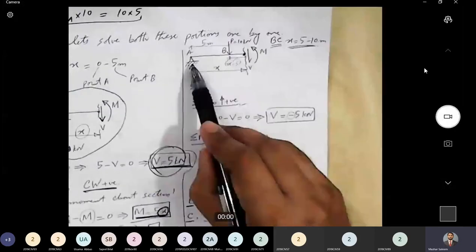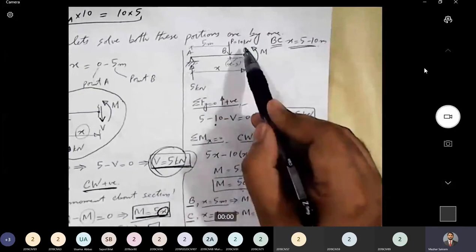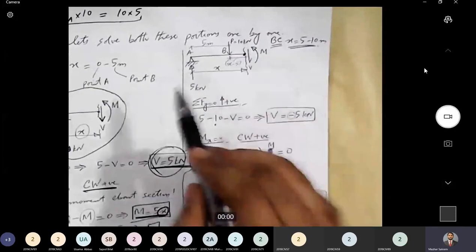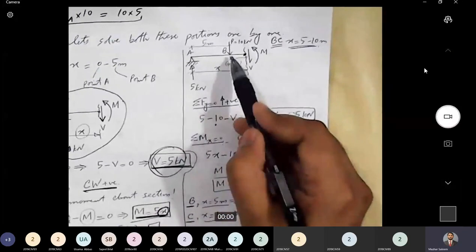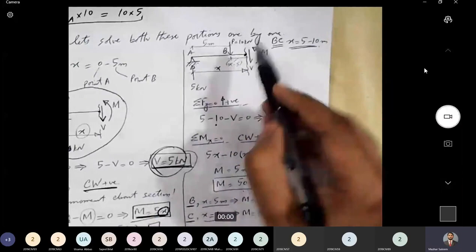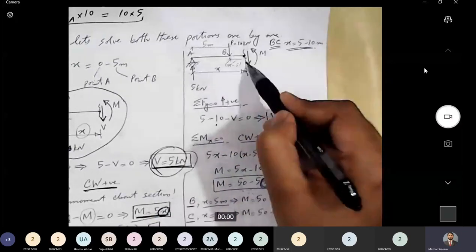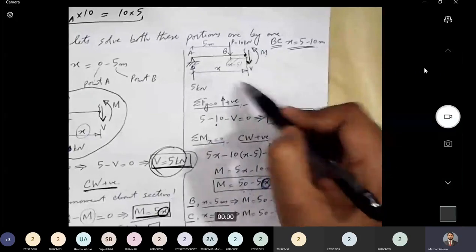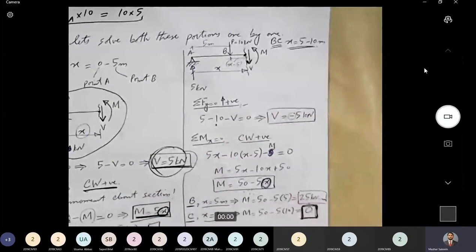So here is the free body diagram of the entire left part of the beam with respect to the section. 5 kilonewton force acting in the upward direction, 10 kilonewton force acting in downward direction. Location of section is X, and these are the internal forces, shear V and moment in counterclockwise direction. X ranges from 5 to 10 meters.